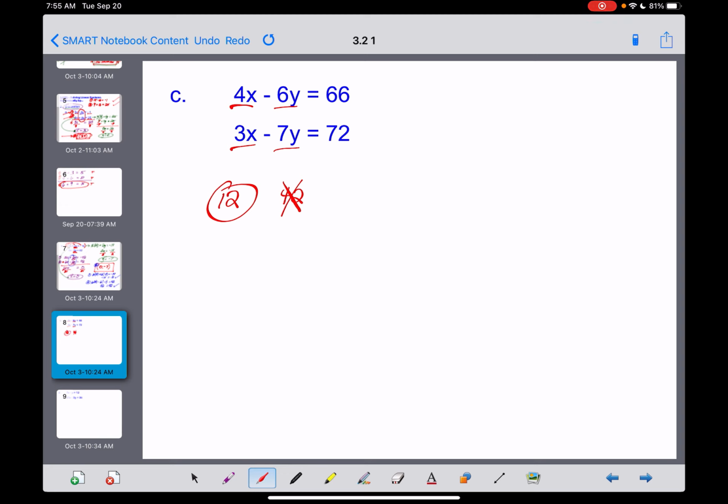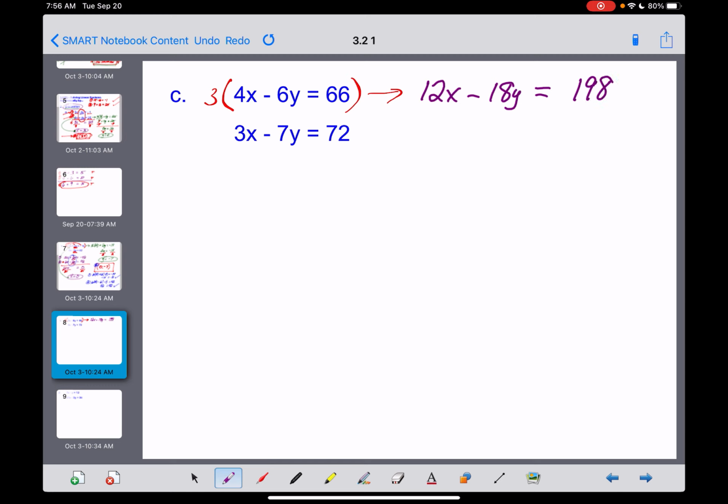So here's what we need to do. We need to turn this 4x into a 12x. So ask yourself, what can I multiply by 4 to make it become 12? The answer to that is going to be 3. So I'm going to multiply the first equation here by 3, and then off to the side, let me switch colors here. Let's go ahead and distribute that 3 in there. 3 times 4x is going to be 12x, minus a 3 times 6 is going to be an 18y, equals, now I would think you guys would grab your calculators here, but let's see, 3 times 60 is 180, 3 times 6 is 18, that should be 198, if I'm not mistaken.